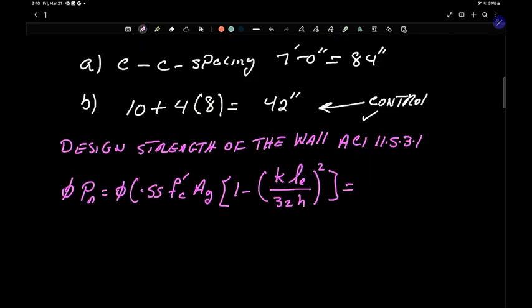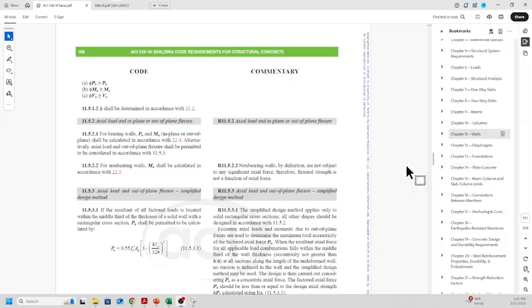Okay, so next we're going to go ahead and do the design strength of the wall per ACI 11.5.3.1. I wrote the equation down, but let's go to the ACI itself and look at it. And there we are, it's right here, 11.5.3.1, and there's the equation. If the resultant of the factored load is located within the middle third of the thickness of the solid wall, then our Pn can be calculated like this. Of course, we just put a phi factor to it.